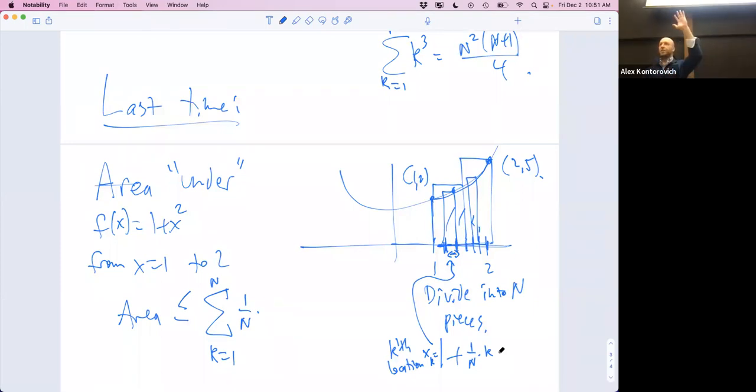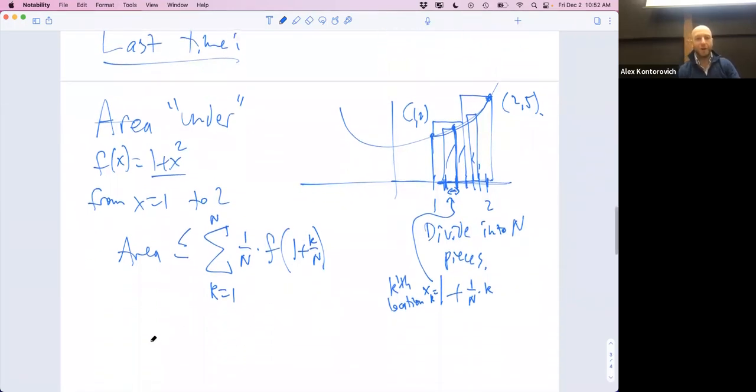Have I lost anyone? This is a review of what we were covering last time. Make sense? So far, so good. How many are with me? Okay, good. So what's the height of each of these rectangles? It's just the function. You're plugging in the value of the function at 1 plus k over n. So far, so good. As Dan said, we know what the function is.